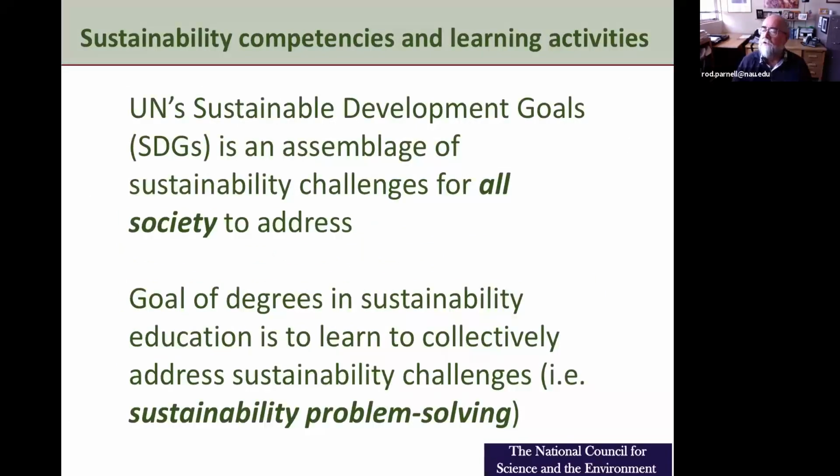And then we can start to focus more specifically on the goals of a degree in sustainability education. So the United Nations Sustainable Development Goals, or SDGs, which you've all heard of, are that assemblage of sustainability challenges that we want to think about all of society trying to address, regardless of what your background or your professional orientation is. Now I want to come down to the goals specifically for sustainability education.